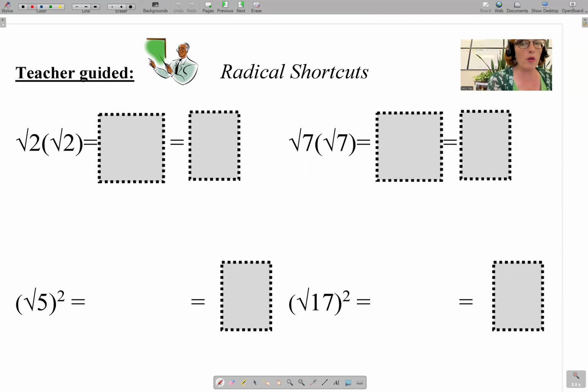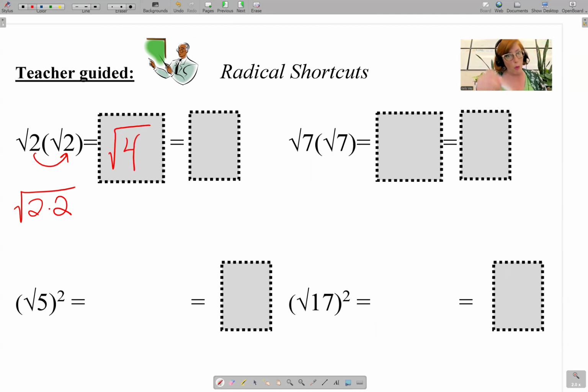So outies, innies, simplify. We're multiplying radicals. Root 2 times root 2 technically is the square root of 2 times 2, which makes it square root of 4, right? But root 4 is perfect. Square root of 4 is just straight up 2. Look at what happened here. Root 2 times root 2 is just 2.